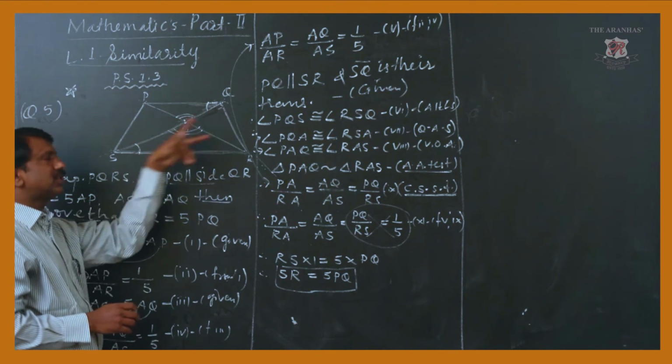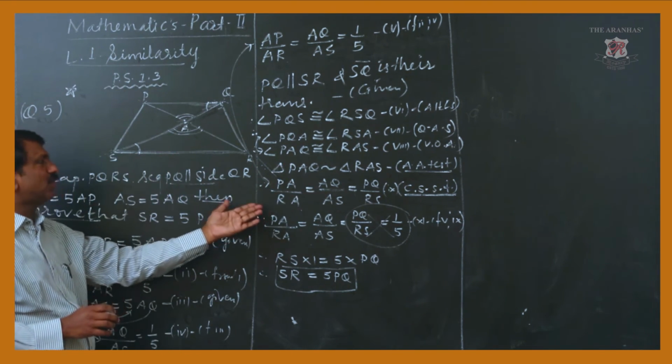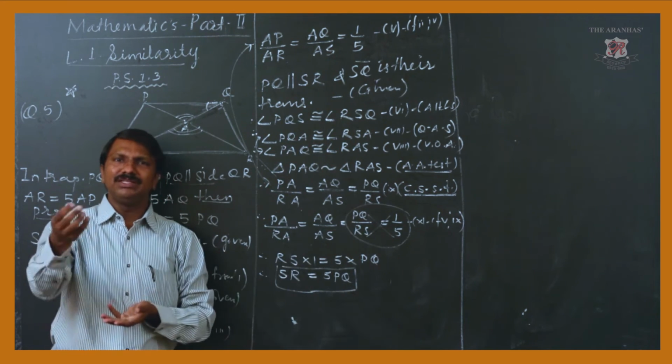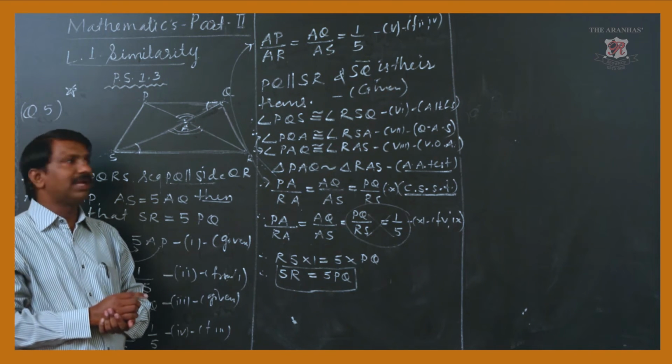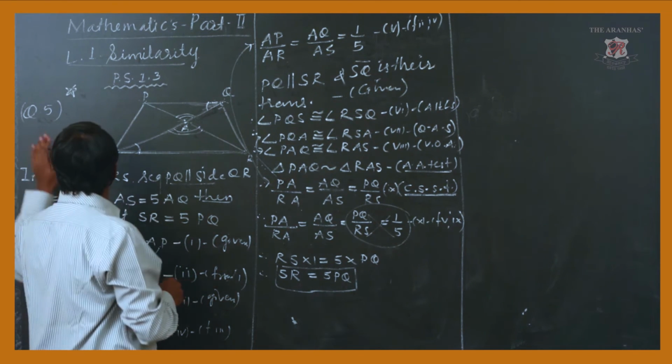Again, you should prove these two triangles are similar, write the corresponding sides, and in those corresponding sides you can substitute the values. So it will be an easy way to find the remaining values, which are the corresponding sides of that triangle. Then, that was question number 5.